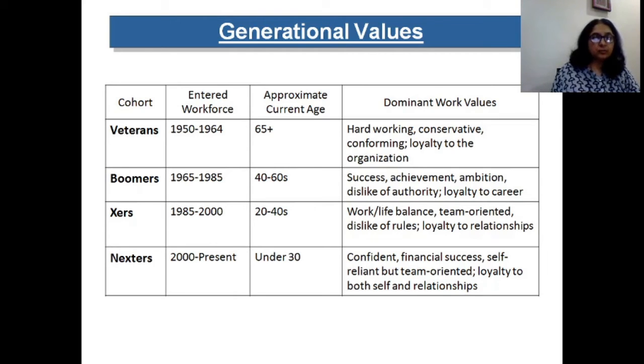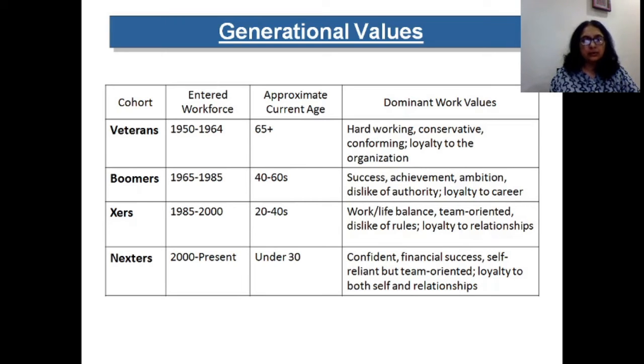The next generation, boomers, were born after World War II, and they entered the workforce in the mid 60s to the mid 80s. This generation placed more emphasis on achievement and material success, and they were more ambitious, and they showed a dislike for authority. So they were not very conforming, unlike the previous generation, which was more conforming and loyal to the organization. They worked hard and they wanted to enjoy the fruits of their labor. They were more loyal to their career as opposed to the organization, and they saw organizations as vehicles for their career. So the terminal values that they ranked high were the sense of accomplishment and social recognition.